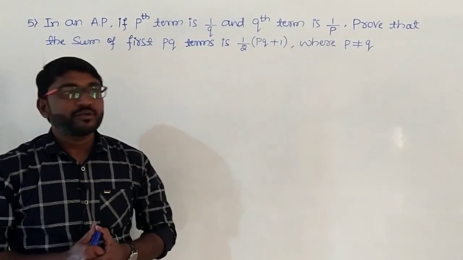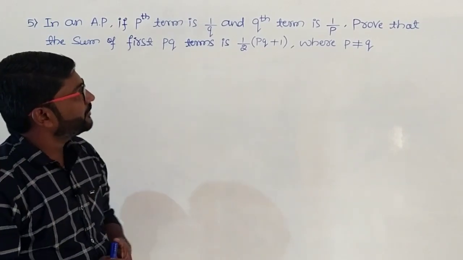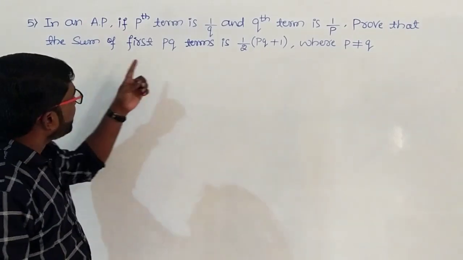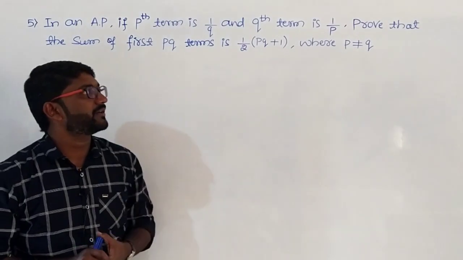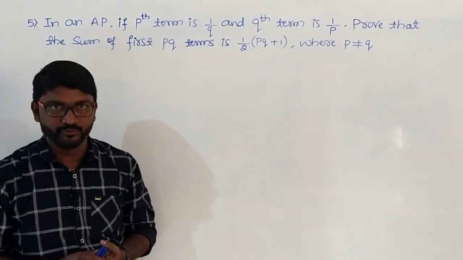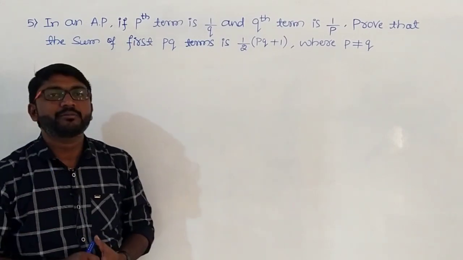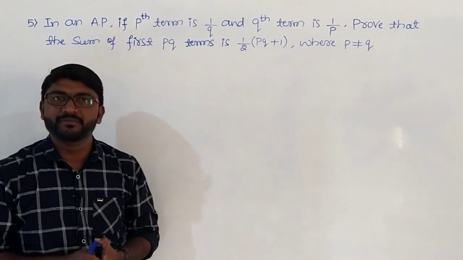Well, the next problem is: in an AP, if pth term is 1 by q and qth term is 1 by p, prove that the sum of first pq terms is 1 by 2 into pq plus 1, where p not equal to q. So here he says pth term is 1 by q and qth term is 1 by p. Nth term means a_n equals a plus n minus 1 into d.